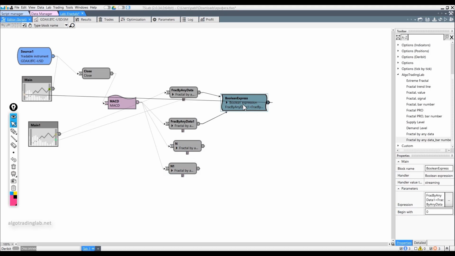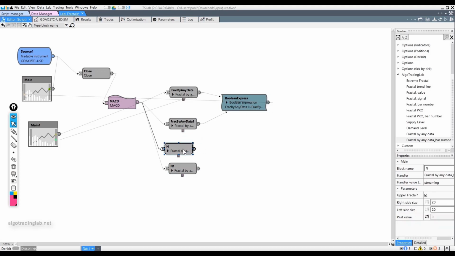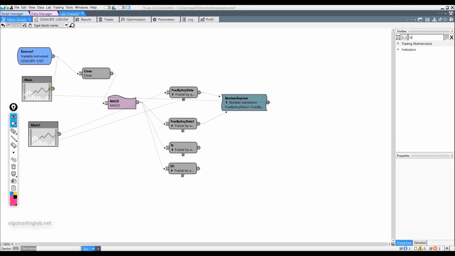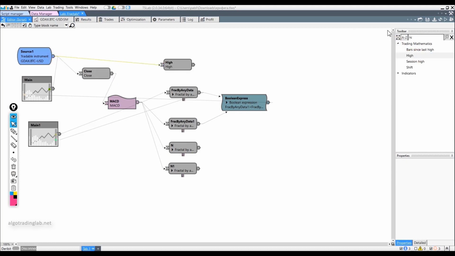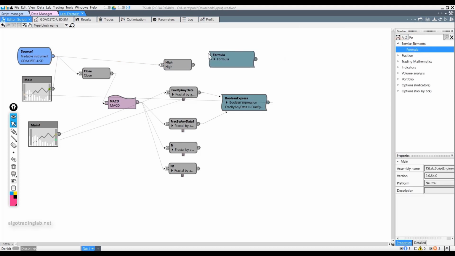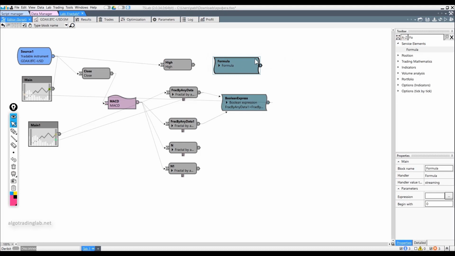That's it. We got the numbers of the bars forming the tops of the fractal. Now we need to determine the price above the peaks of the fractal. How do we get it? We are going to need the high block to do this. Furthermore, we need to take two formulas to determine how many bars have passed from the high of the first and the second fractals to the current bar. This value will need to be subtracted to refer to the previous value.